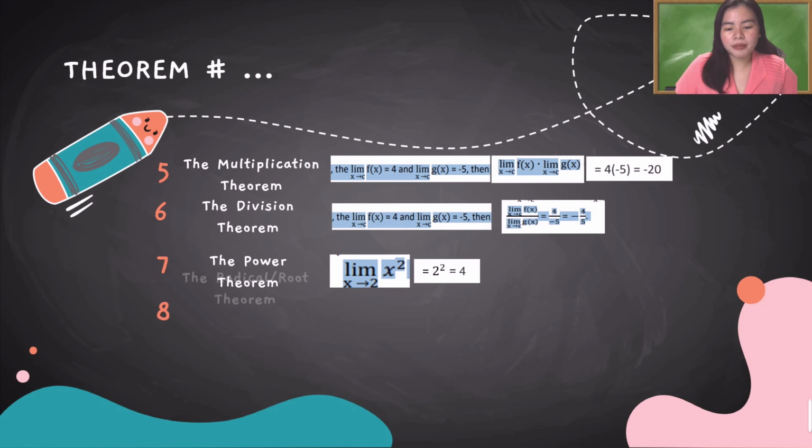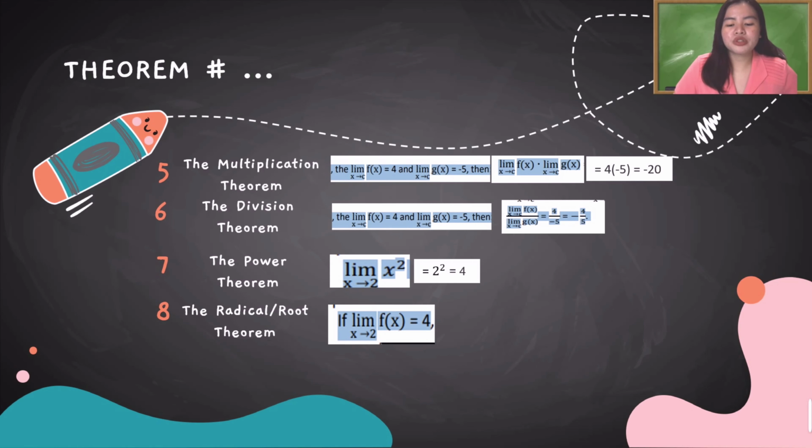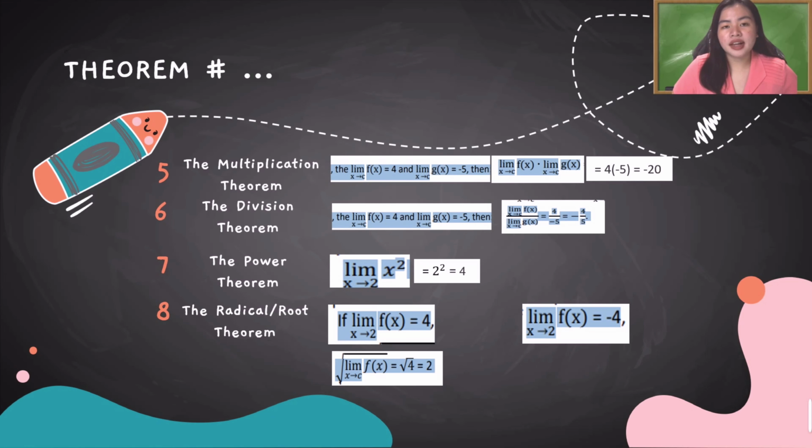The last theorem is called the radical or root theorem. It states that if n is a positive integer, the limit of the nth root of a function is just the nth root of the limit of the function, provided the nth root of the limit is a real number. So if the limit of f of x as x approaches 2 is 4, then the square root of the limit of f of x is equal to the square root of 4, and it will be equal to 2. While if the limit of f of x as x approaches 2 is -4, the answer would be DNE, because the square root of -4 is 2i, and 2i is not a real number.